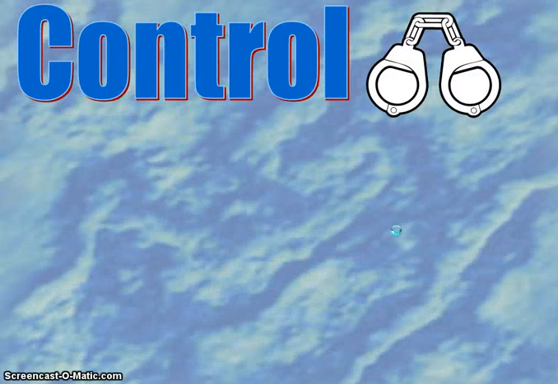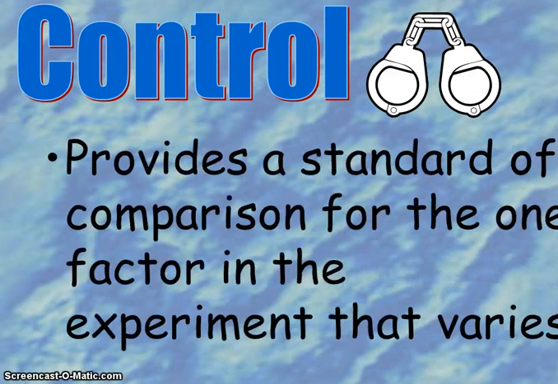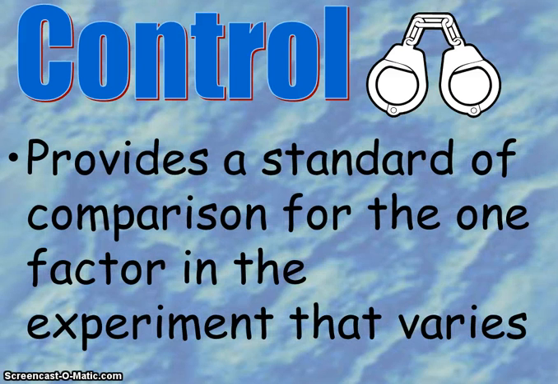The control of the experiment is typically water for us. Okay, when we do experiments, we're going to have a test tube that's filled with water so we can see what should not happen. A control is going to provide a standard of comparison for the one factor, the variable. Okay, so we're going to be comparing everything to the control.